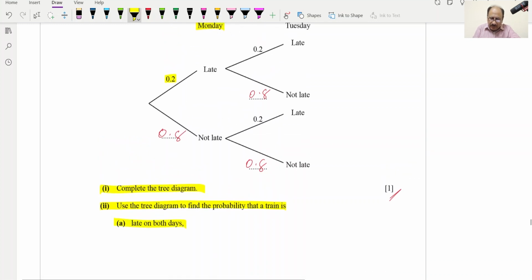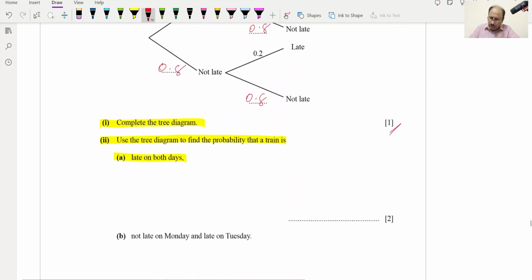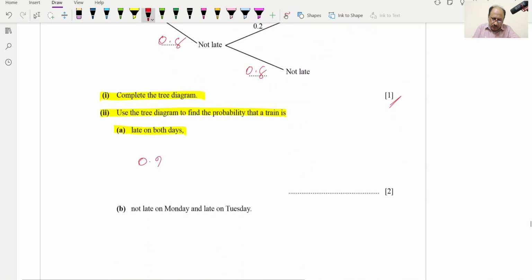So late and late will be this one. So we will multiply 0.2 with 0.2. 0.2 multiplied by 0.2 will be equal to 0.04. So we can provide over here 0.2 into 0.2. This will be equal to 0.04. Our final answer will be 0.04 for 2 marks.